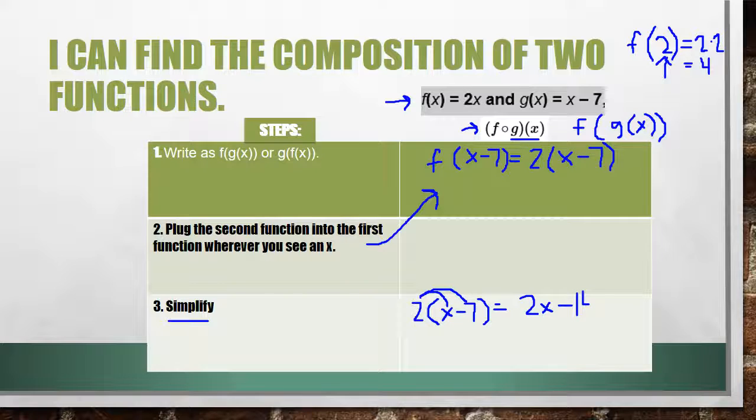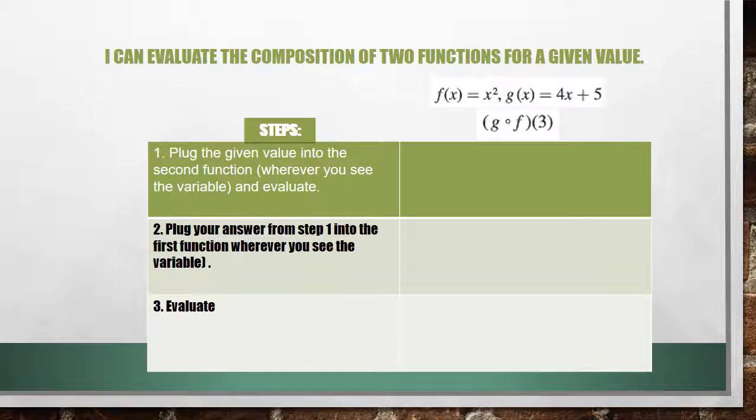And guess what? That is your answer. That is what f of g of x equals, because I am not given a value for x. So if there's still an x left up here in the directions of the problem, then you're going to be left with an x in your answer. Okay, let's try another one.